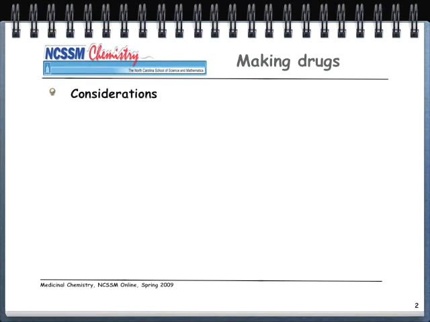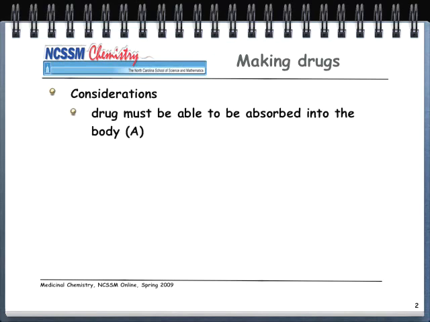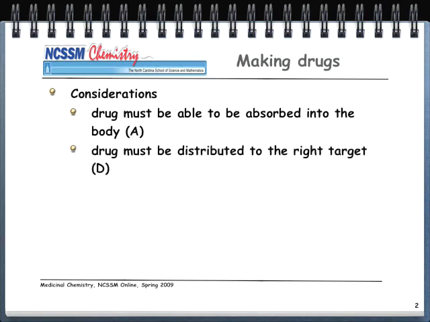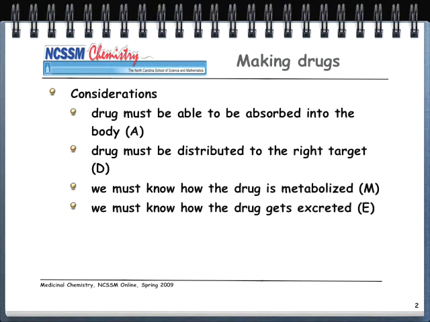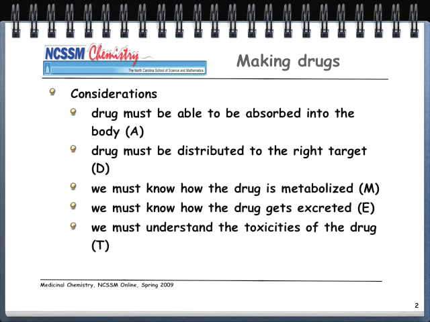By now, you really should know about these considerations. A drug must be able to be absorbed into the body, and we call that A, absorption. The drug must be distributed to the right target, so D for distribution. We must know how the drug is metabolized, and that is M for metabolism. And we must know how the drug gets excreted, and that's E for excretion. So this is the ADME system that we've been talking about now for several weeks. And we also must understand, of course, the toxicities of the drug, or T, so ADMET.